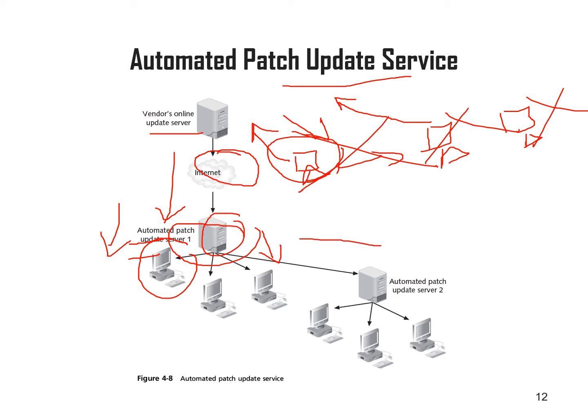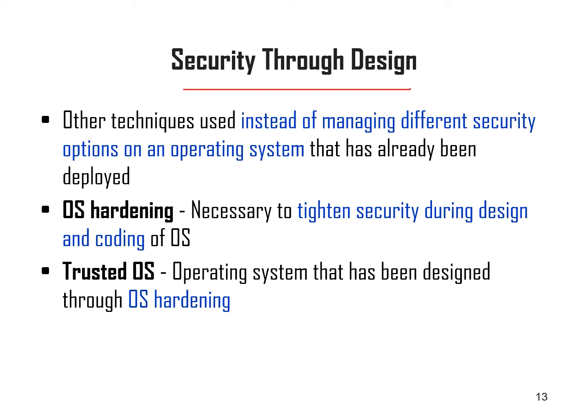Similarly, I can have a secondary automated patch server, from where I can fetch the details of the updates from the primary server and do the installation on different host machines. This is called the automated patch update service. It is a very important procedure, used for installing automatic updates, patches and security fixes on the systems locally instead of communicating directly with the vendor's online update service.